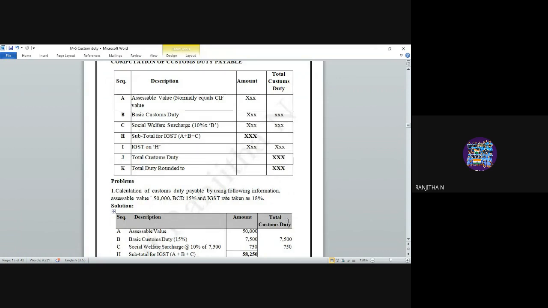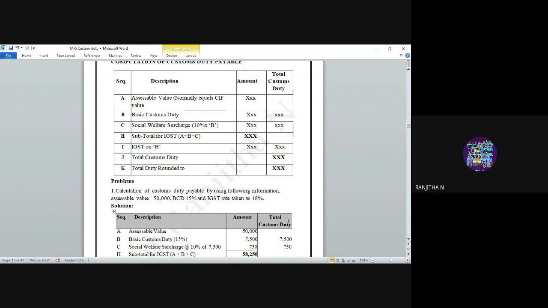Calculation of custom duty payable by using the following information. They have given some information, students. By using this information, we need to calculate the custom duty payable. In this question, they have directly given the assessable value. Here, you need not calculate the assessable value. Directly it is given, so you can take it directly into your answer.